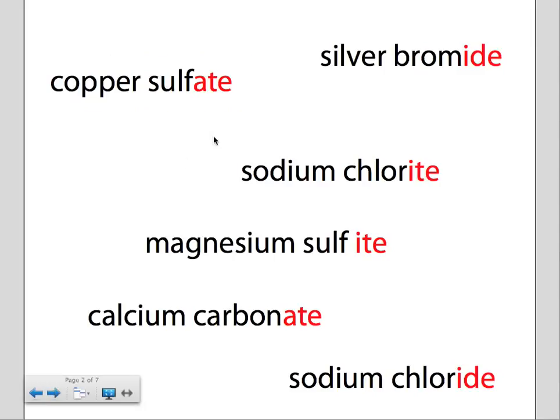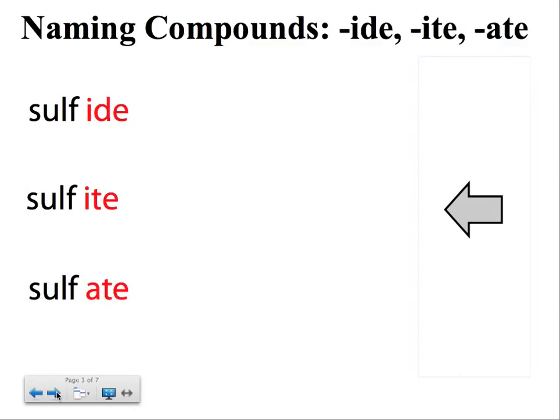So we have up the top here silver bromide. So what does that "ide" tell you? Copper sulfate, sodium chloride, magnesium sulfite, carbonate, calcium carbonate, and sodium chloride. So what do the ides, ites, and ates mean? Well, let's look at a good example here.